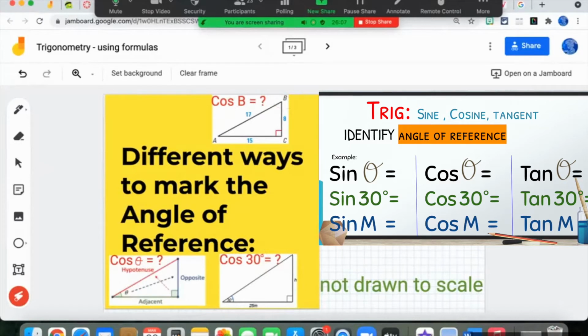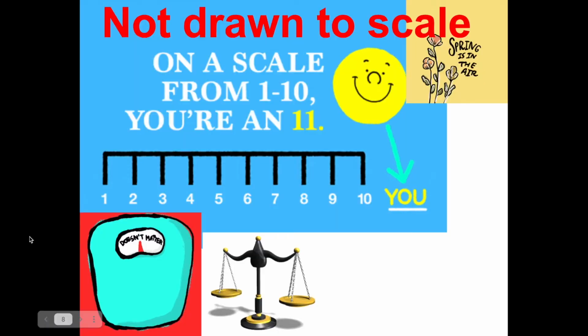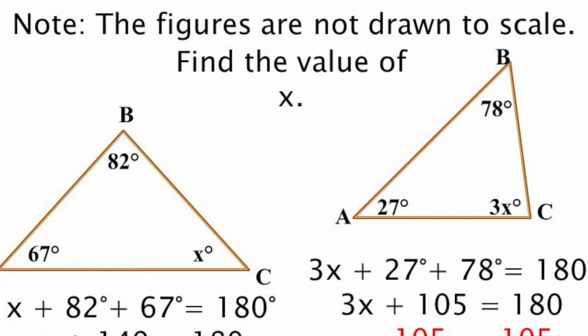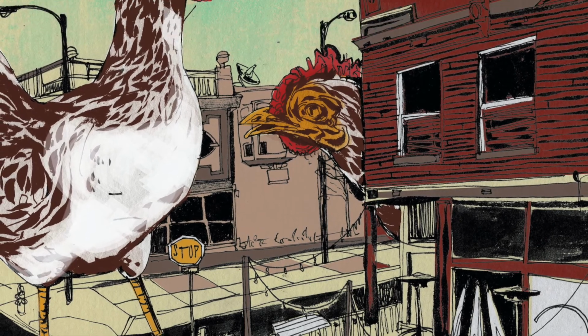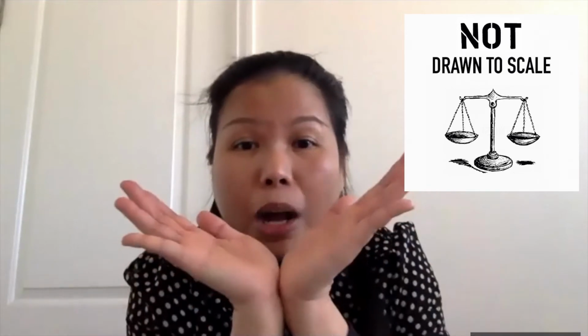There is also another one that I want you to be very careful with: not drawn to scale. You probably will see this on the drawing of any kind of geometry math question with figures. It says not drawn to scale. It means that we are not measuring it to the correct measure. Let's say if it's a triangle, it may not look like a right triangle at all. It may look like an obtuse or an acute triangle, not like a right angle.